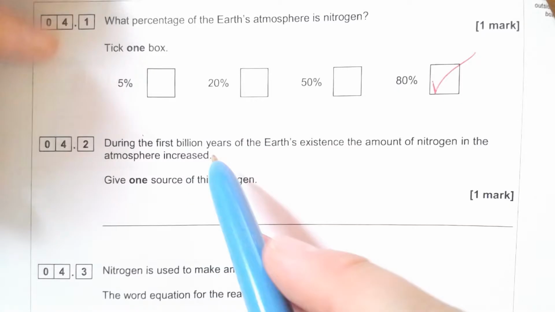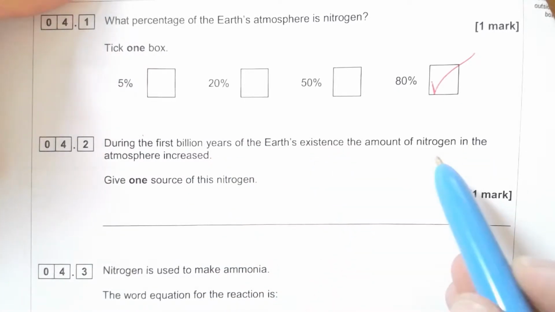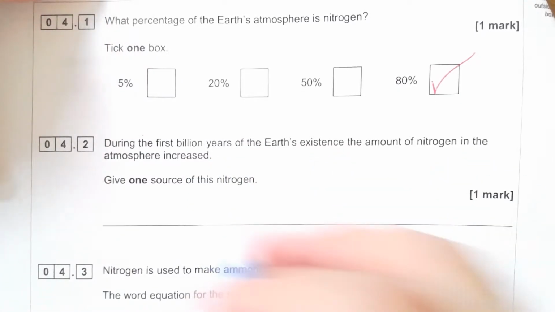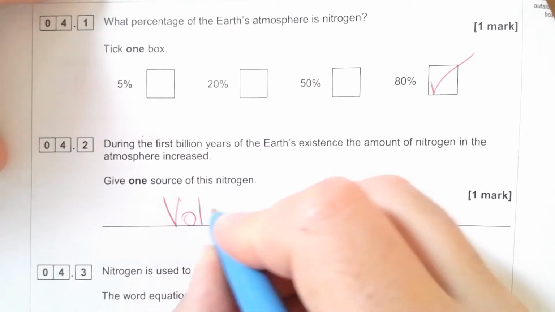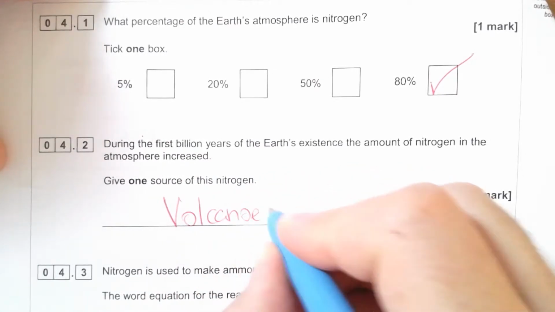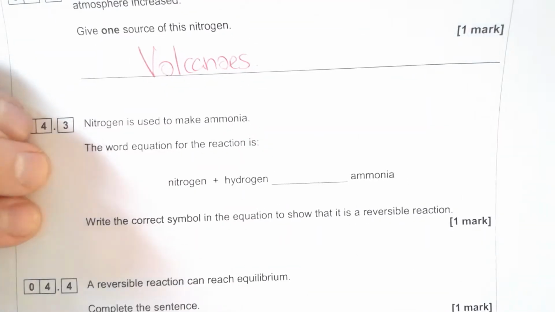During the first billion years of the Earth's existence, the amount of nitrogen in the atmosphere increased. One source of this nitrogen was volcanoes, so given out by volcanoes. Nitrogen is used to make ammonia.